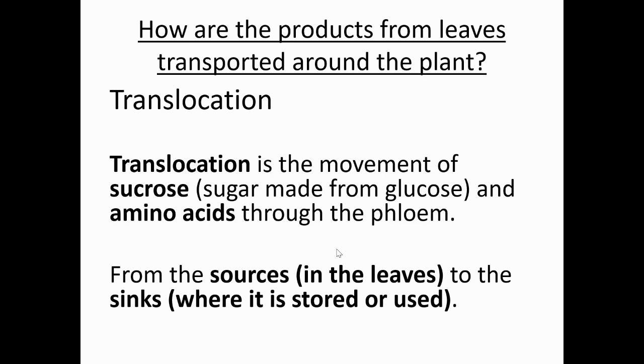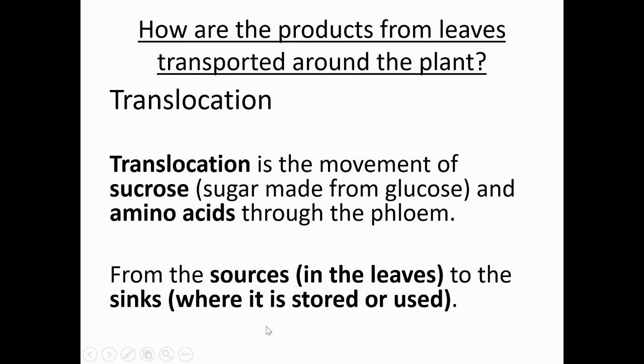The sugars move from sources to sinks. This is how we describe where they come from and where they go. A source, you might have guessed, is where they make things. Like a source of glucose in the plant is where the glucose is made, and that is in the leaves. A slightly harder one to remember is that it moves to the sinks. A sink is somewhere where you store things. So translocation moves products from where they're produced to where they're stored.